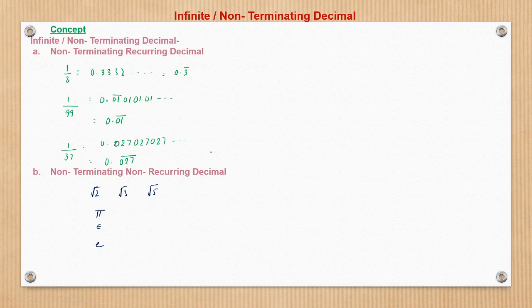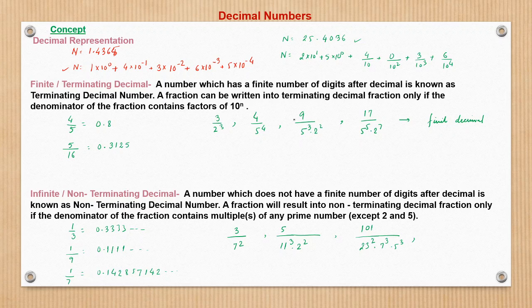Now here one thing to be noted: this non-terminating, non-recurring decimal is an irrational number, and this is a rational number. And needless to say, a terminating decimal is a rational number.